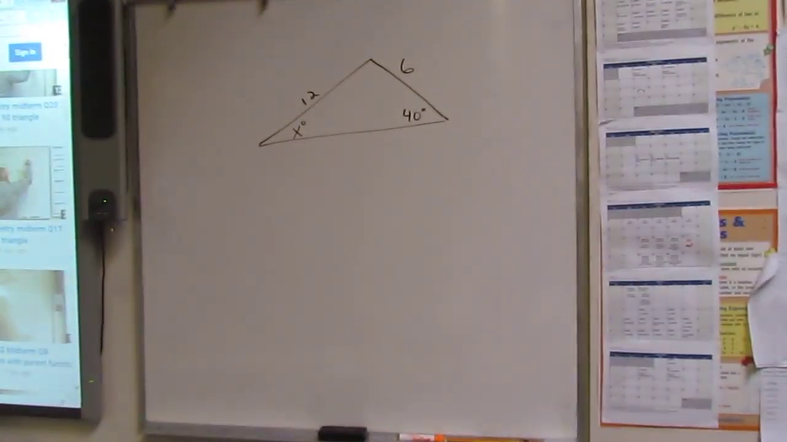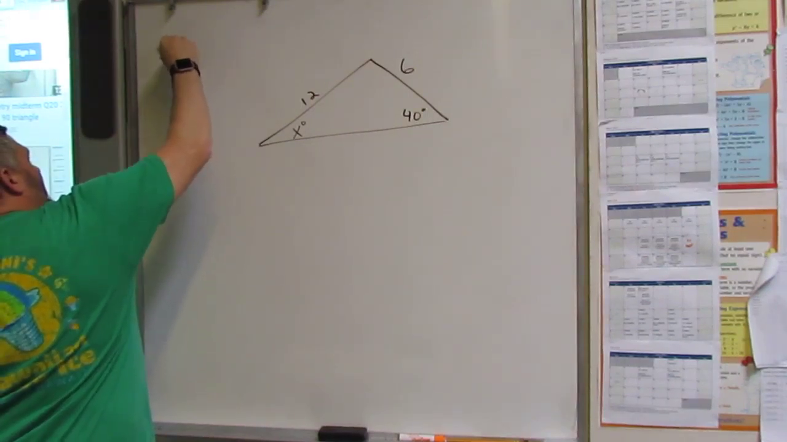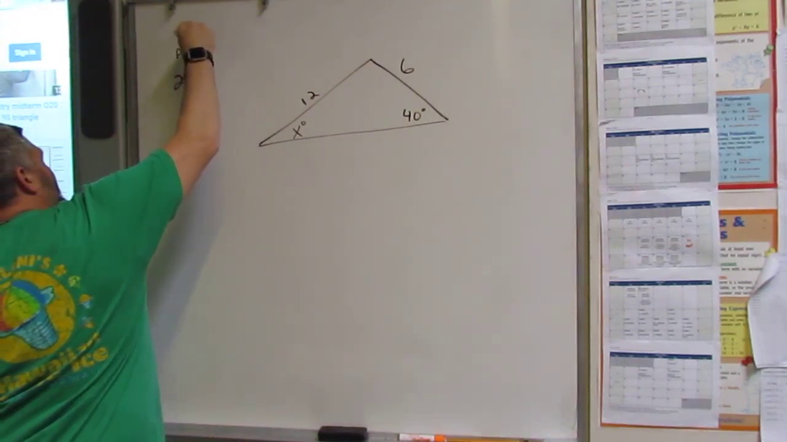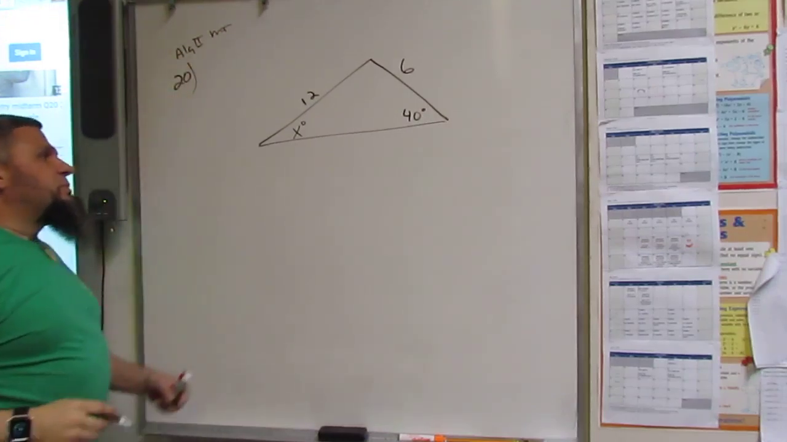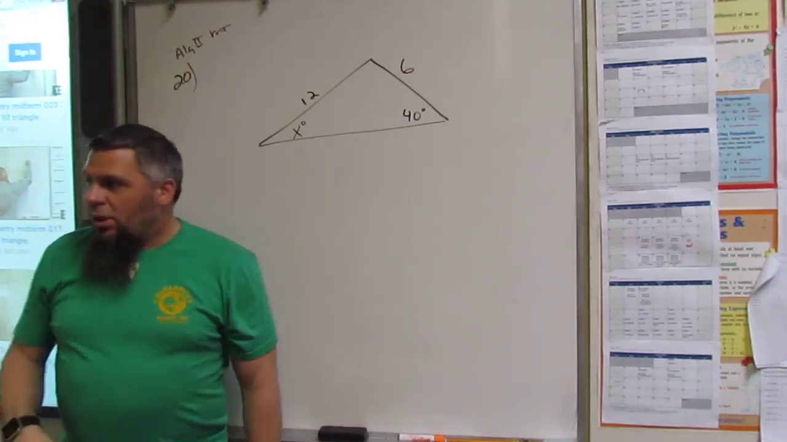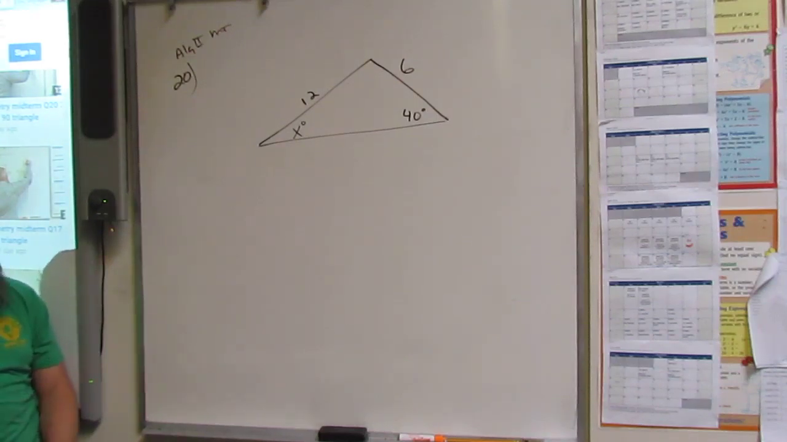Alright, we have problem number 20 on the Algebra 2 midterm. Okay, problem number 20 has a triangle. It's not necessarily a right triangle, so now we need to start using our law of sines, law of cosines.